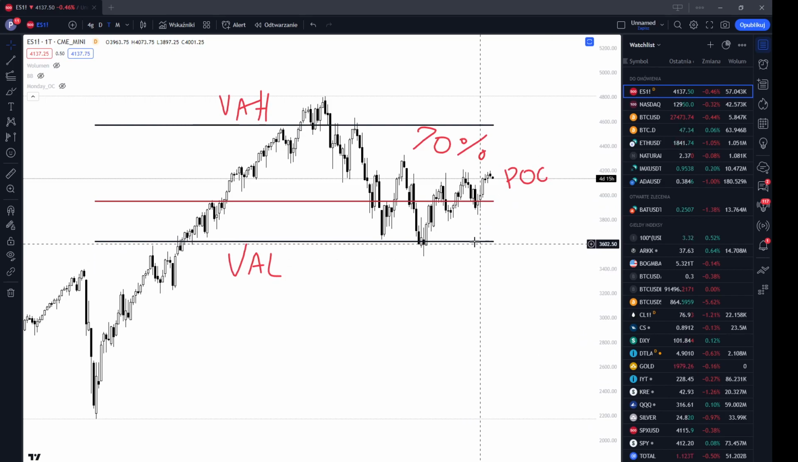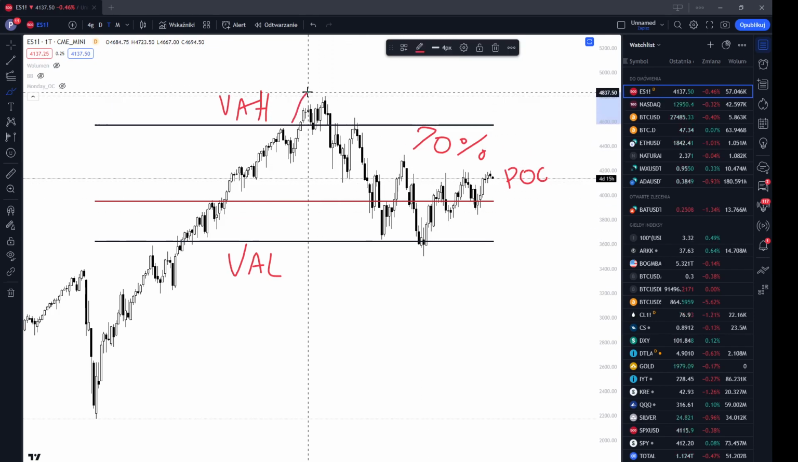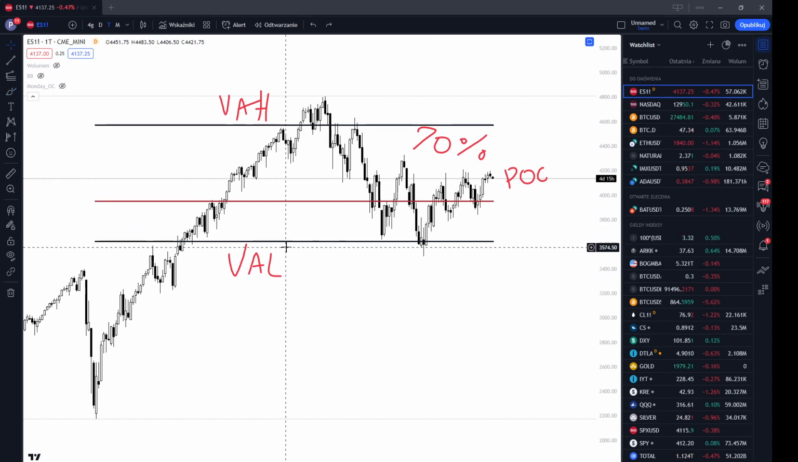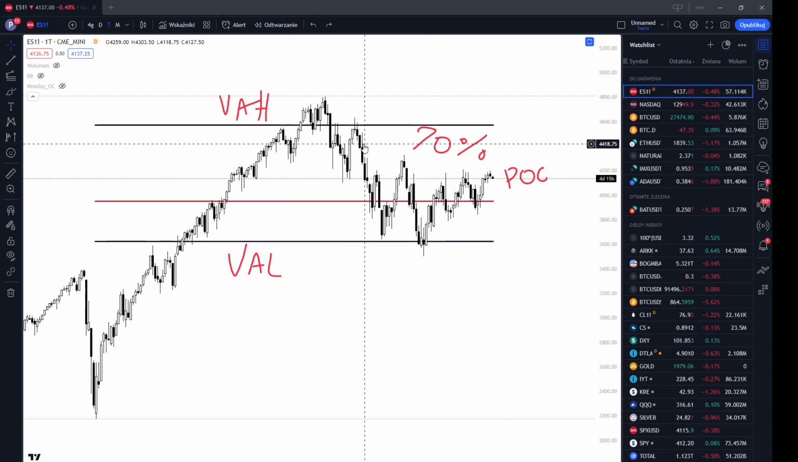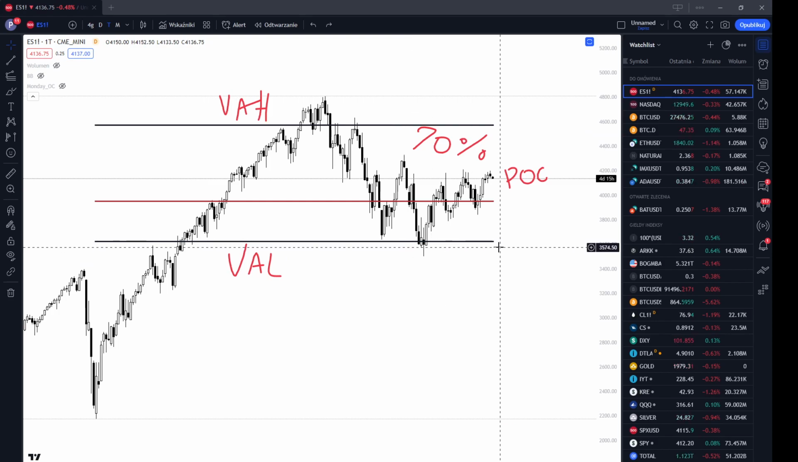And what traders normally do, especially if we enter a range, is whenever the price is above value area high, they would short it. If it's below value area low, they would long it. But mind you, this is not as easy as it sounds, as the range between value area high and value area low can change over time. So you have to constantly update this. So it's not as easy as it looks.